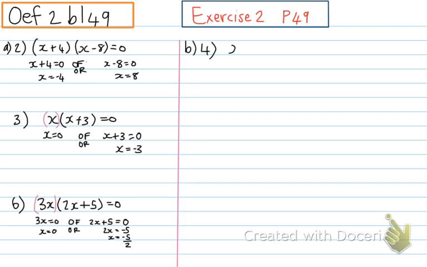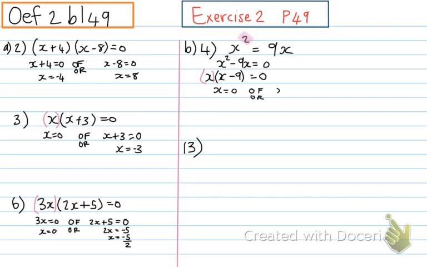Number B4. x² = 9x. Okay, I identify that this is a quadratic equation. So I'm going to take everything to the left hand side. So it's going to be x² - 9x = 0. Now I factorize. To factorize that, I take out a common factor of x, and I'm left with x(x - 9) = 0. Now I set each bracket equal to 0, x is equal to 0, or x - 9 = 0, so x is equal to 9.